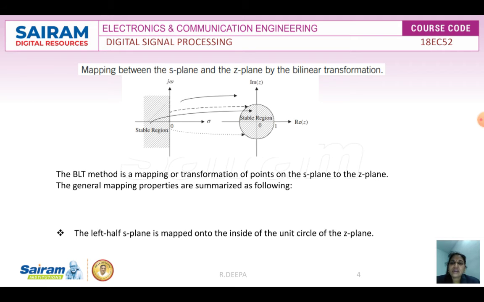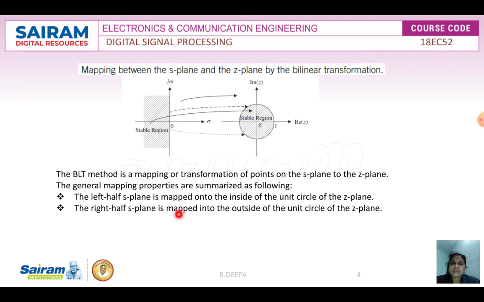Suppose you have any points lying on the right half of the s plane. They are mapped outside the circle. See, this is the arrow mark. So any points lying on the right half of the s plane are mapped outside the unit circle.